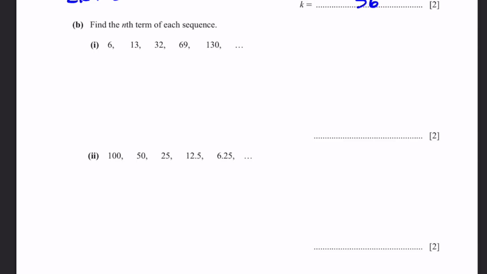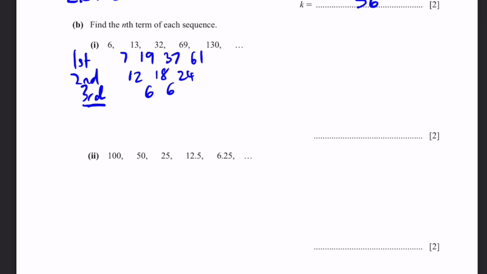Part B, find the nth term of each sequence. 1, 6, 13, 32, 69, 130, goes on. Alright, so first of all, let's find the differences. 6 and 13, difference is 7. 19, 37, 61. Now you can find the second difference. 12, 18, 24, and then the third difference is 6, 6. So the third difference is equal. This is the first, second, and third difference, right? So the third difference is equal, so the highest power, or the degree of the sequence, is 3.